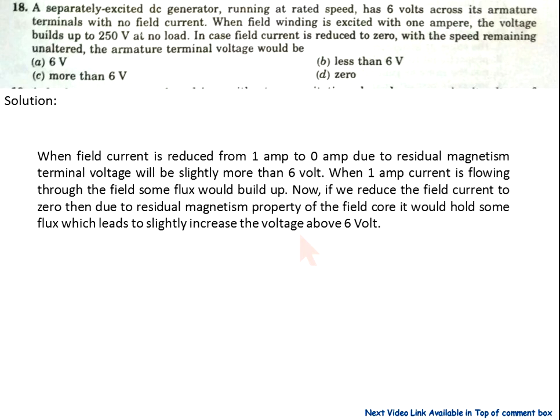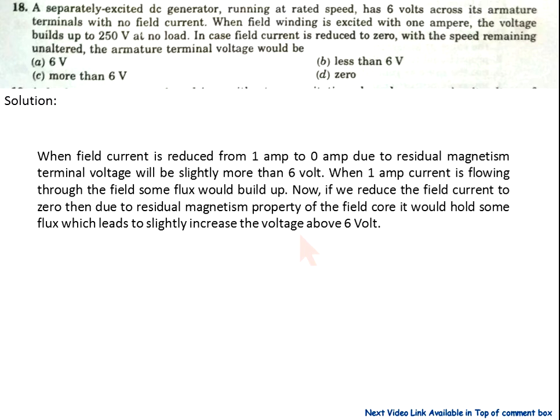Now come to the solution. This is a very important concept, so we have to remember this. When the field current is reduced from 1 to 0 ampere, due to the residual magnetism the terminal voltage will be slightly more than 6 volt. Why?